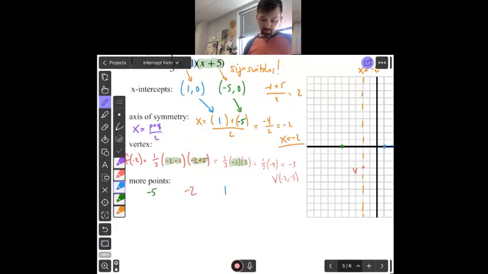There are some numbers here that we don't know, like -1 or 0 or -3 or -4. Any of those would be fine to use as our 4th point, which we can then reflect to get our 5th point. So you get to pick which number you want to plug in. I look at that and I say, oh, 0. I like 0. So 1/3 of 0 minus 1 times 0 plus 5.